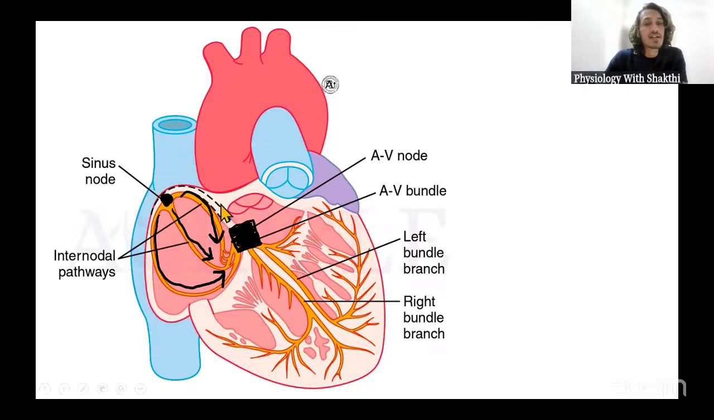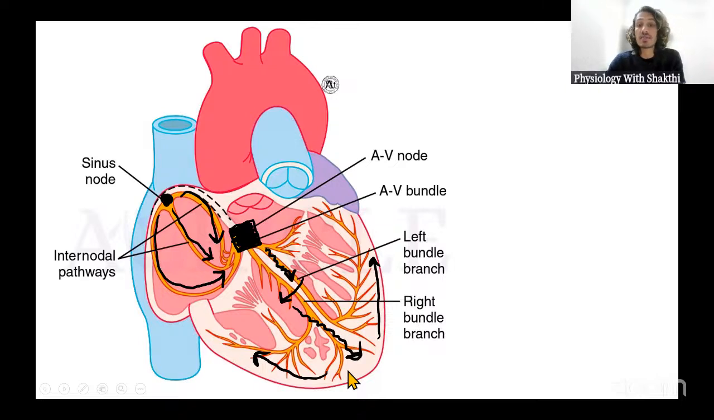Now, after that, from the AV node, it is going to come down. And when it is coming down, it will first go through the septum and it will go from left to right. It will activate the septum left to right. Left to right septal activation. That is followed by its movement through the septum all the way to the apex. And then it is going to come back down and go on the underside.